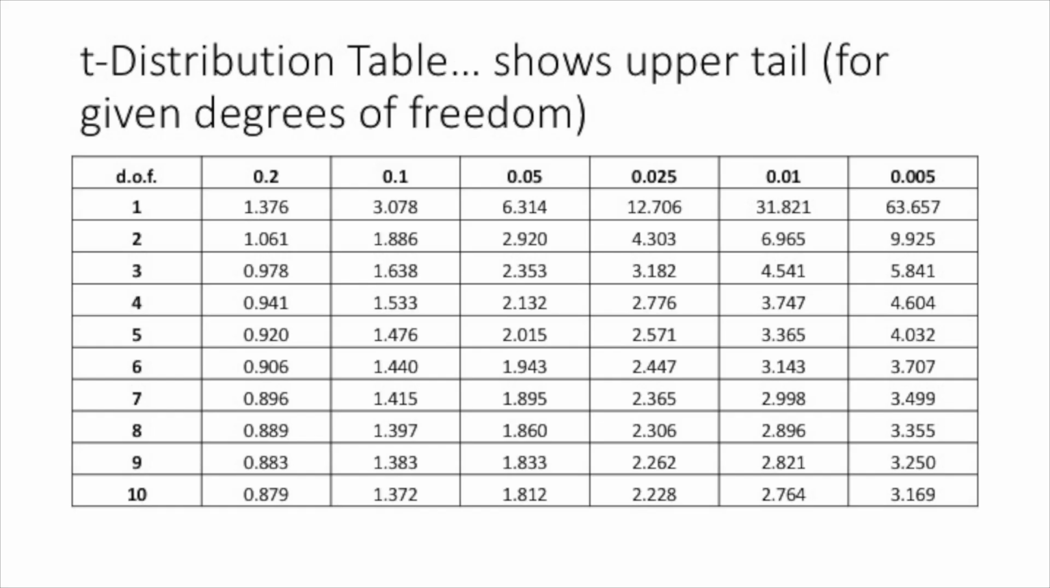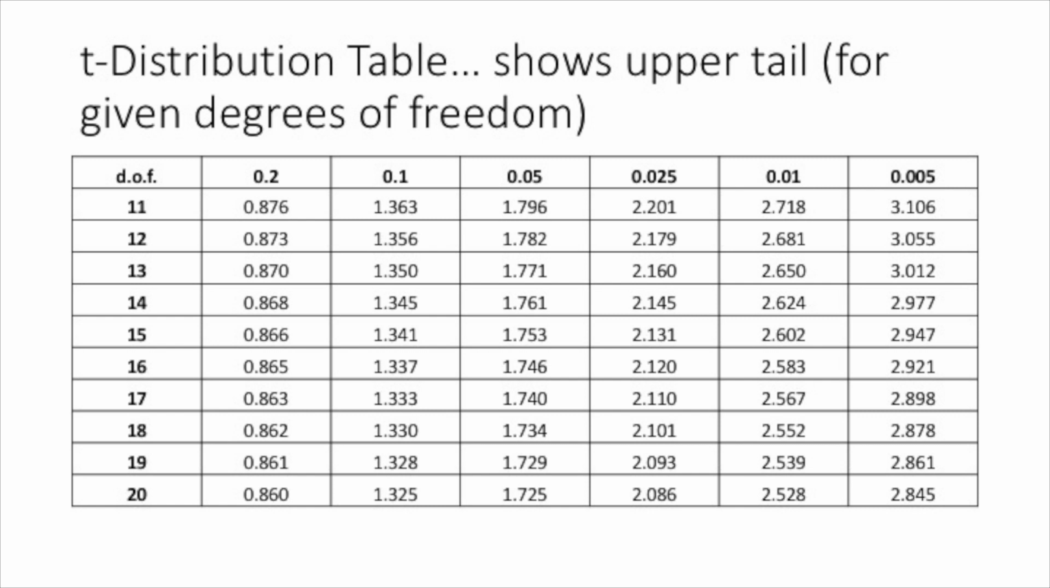We use a t-distribution table to find the area under the distribution, specifically in the upper tail. So here's a t-distribution table. The first column shows degrees of freedom, so 1, 2, 3, 4, etc. Across the top row, you have values like 0.2, 0.1, 0.05, and that would be the area under the curve in the upper tail, or the right tail.